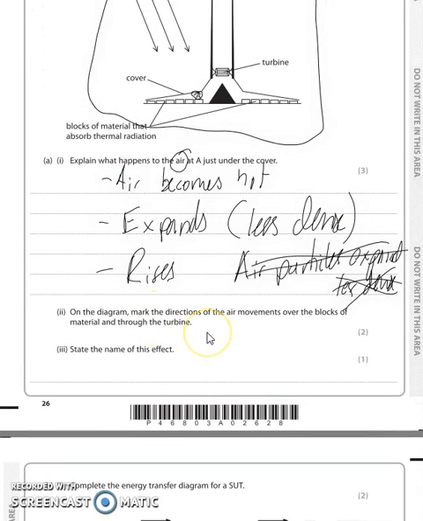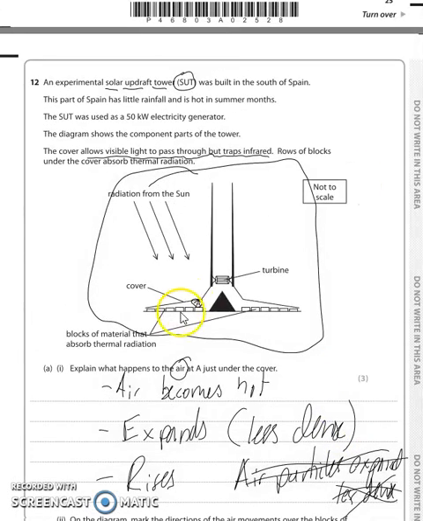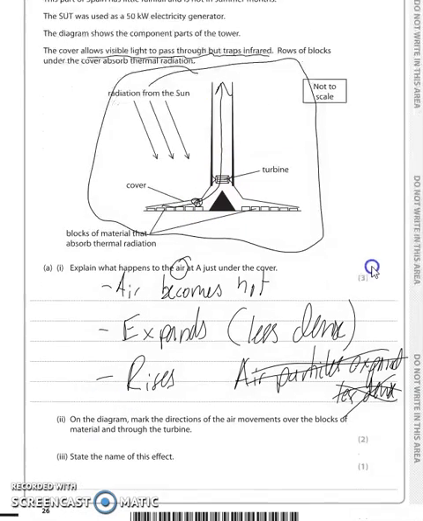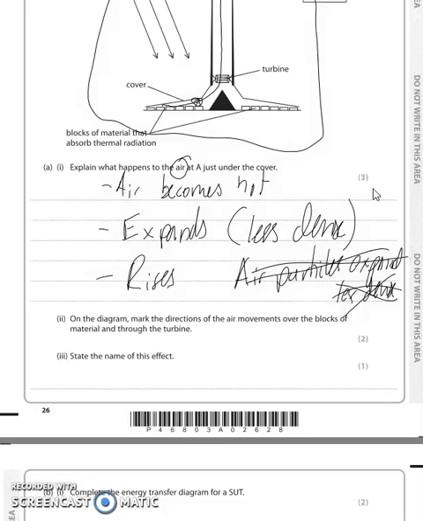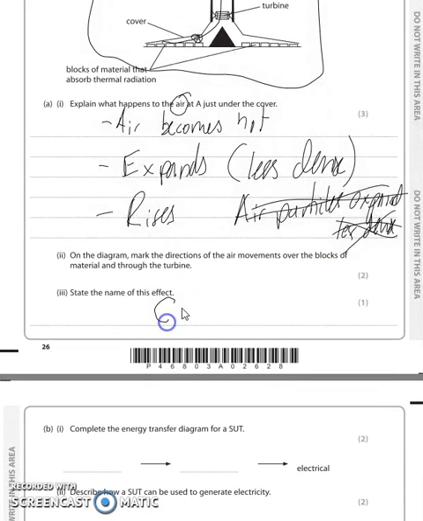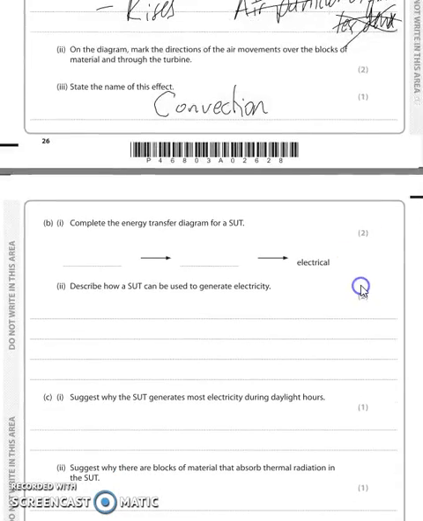On the diagram, mark the direction of the air movement over the blocks of the material and through the turbine. So it should start with an arrow over here. It's going to go up here as it rises, so it's going to go over these blocks, through the chimney, and over the turbine. State the name of this effect. Well, it's a movement of air after it's become hot and expanded and so rises. That is a convection current.